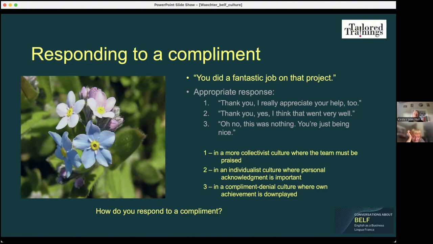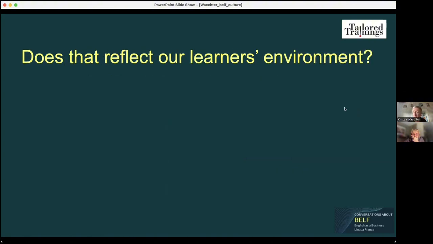So you see here these are suggestions, and the textbook where this is taken from actually suggests number 1 because it says good for relationship building. But we can't just say this is the correct response to a compliment, because this is just seen through certain filters. There are so many things that we have to take into consideration here, and that is what our learners' environment shows and what we have to reflect.